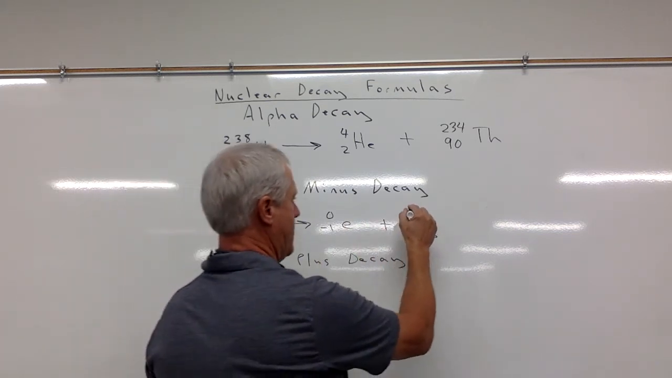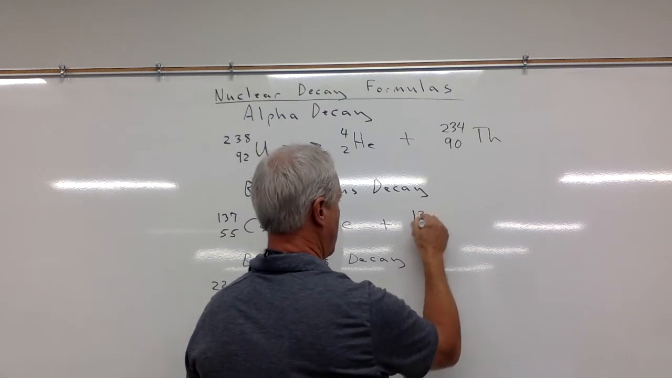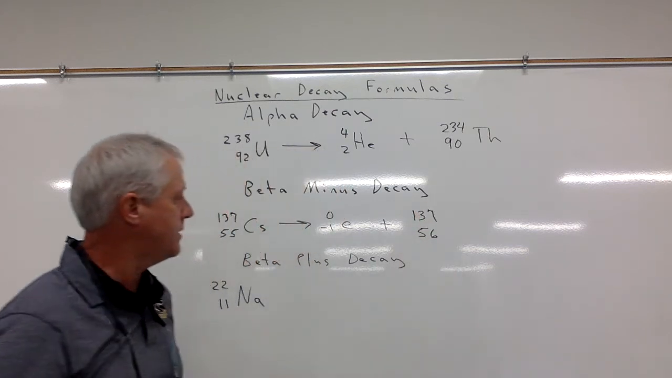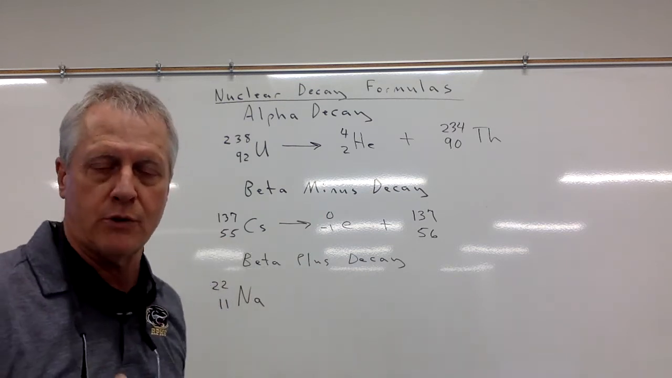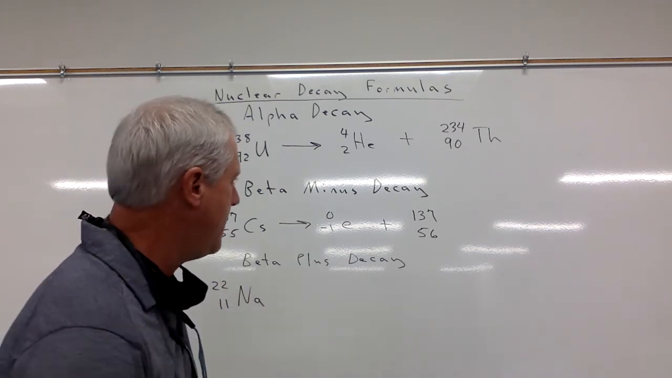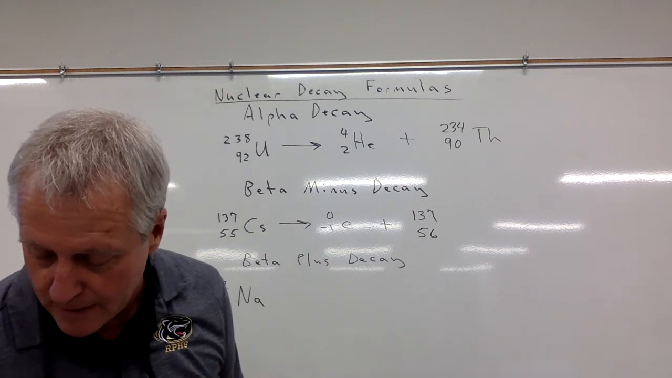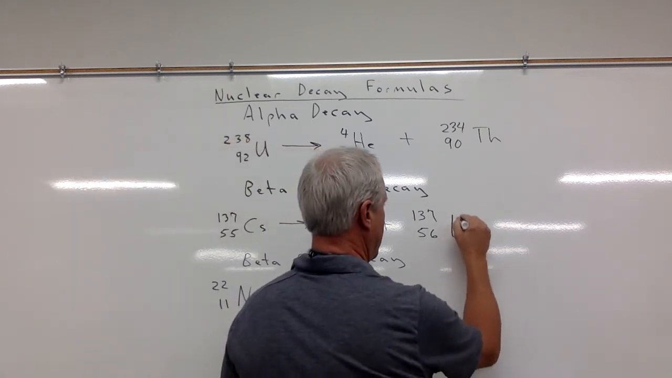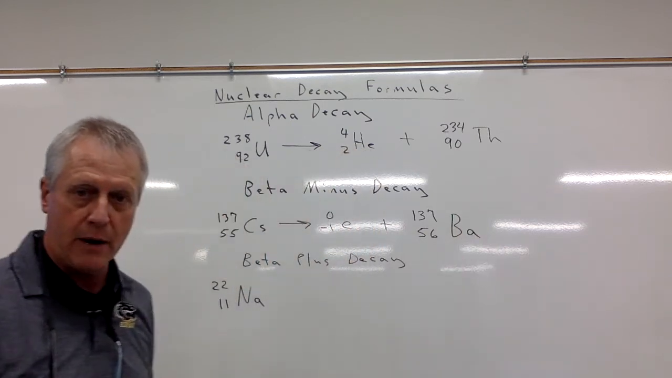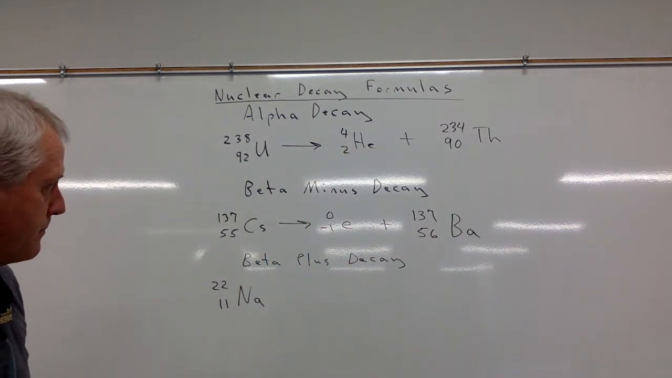Now the atomic mass doesn't change. It remains 137 because 0 represents really minimal mass. Okay, so electrons have minimal mass. Now that creates the element of barium. So 56, when you look at it on the periodic table, is barium-137.